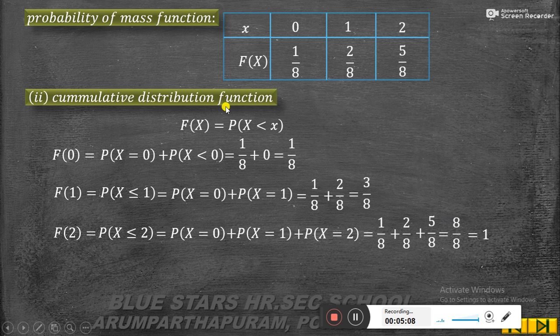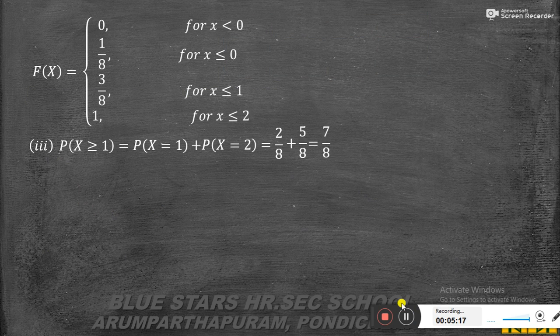This is the cumulative distribution function. That means f of 0 equal to 1 by 8, f of 1 equal to 3 by 8, f of 2 equal to 1. So therefore you see here, the cumulative distribution function is 0 for x less than 0. Next, x less than or equal to 0, the value is 1 by 8. X less than or equal to 1 means x equal to 0 plus x equal to 1, that answer is 3 by 8. Next, x less than or equal to 2 means 1.